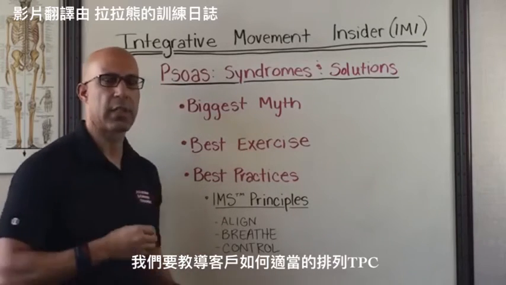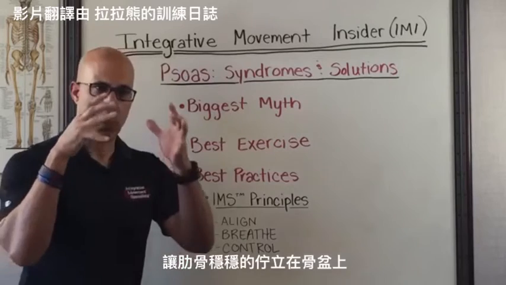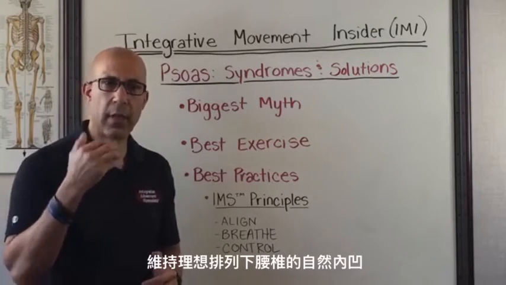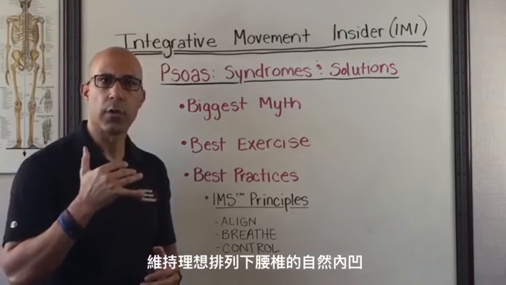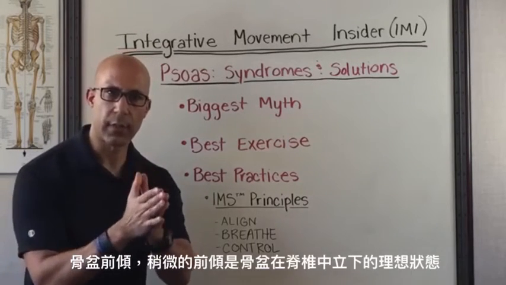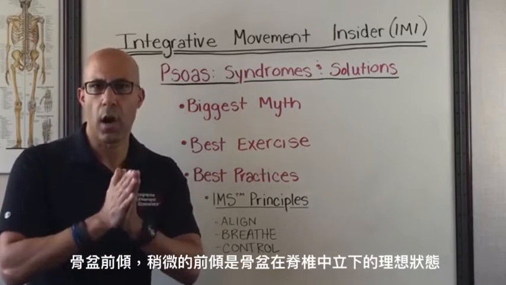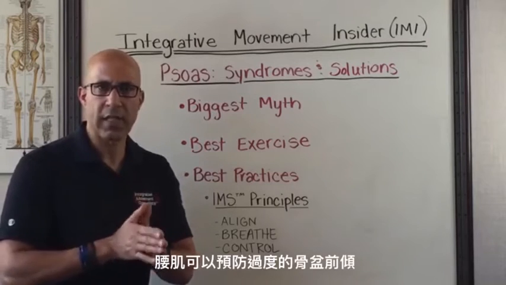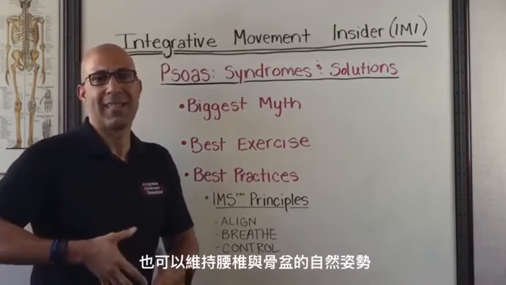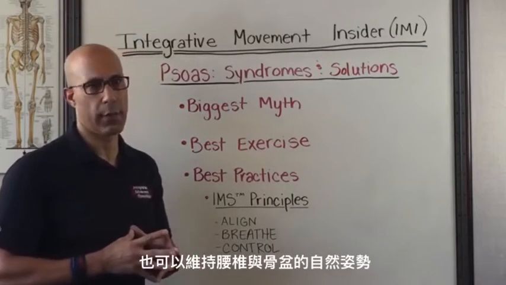We must teach our clients how to properly align their thoraco-pelvic cylinder. So get the rib cage stacked over top of their pelvis, and maintain optimal alignment of that lumbar lordosis and that anterior pelvic tilt. A slight anterior pelvic tilt is the neutral position of the pelvis. The psoas helps control excessive anterior pelvic tilt, and it also helps maintain that position of both the lumbar spine as well as the pelvis.